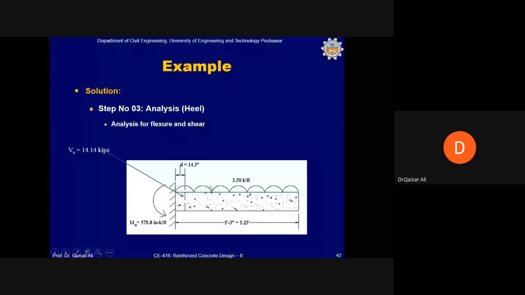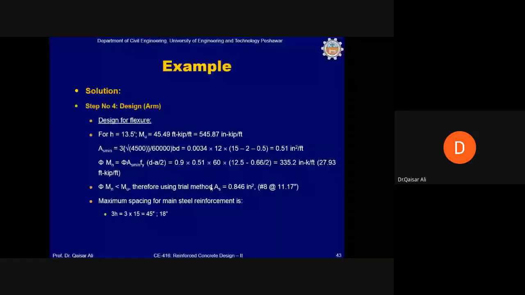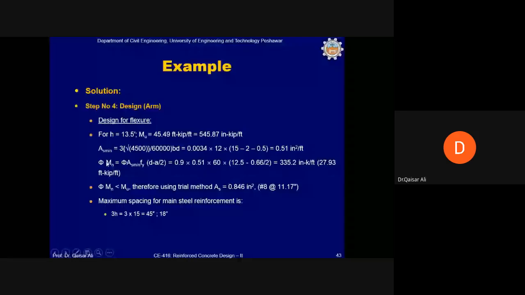Okay, now let's do the design of the arm for flexure. We have seen that for H equal to 13.5, Mu is equal to 45.49 foot-kip from the bending moment diagram. And the minimum reinforcement, according to this equation, is 0.51 square inch per foot. If we provide this minimum reinforcement, we calculate small a from this AS and then substitute this small a in this equation. AS minimum is calculated. This will give us phi Mn equal to 335.2 inch-kip per foot.